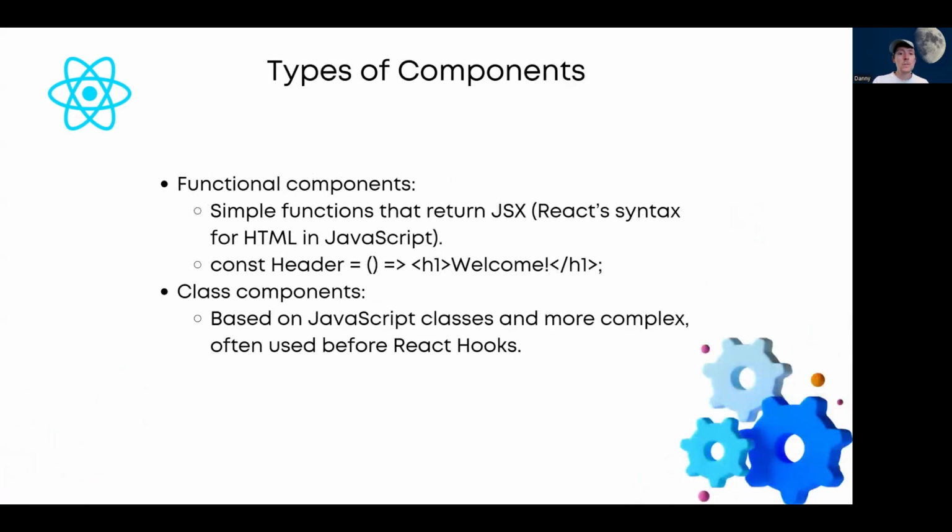Types of components. Functional components are simple functions that return JSX. That's React syntax for HTML and JavaScript. For example, you have a const Header equals an arrow function that returns an H1 header with the word Welcome exclamation point.